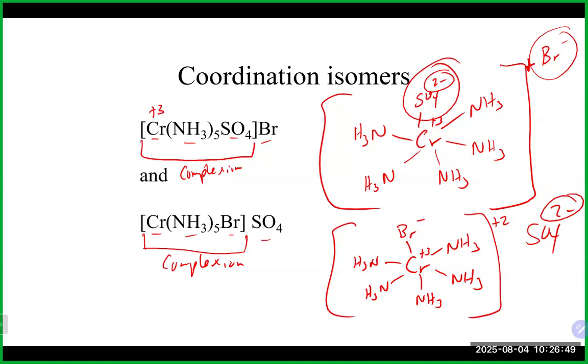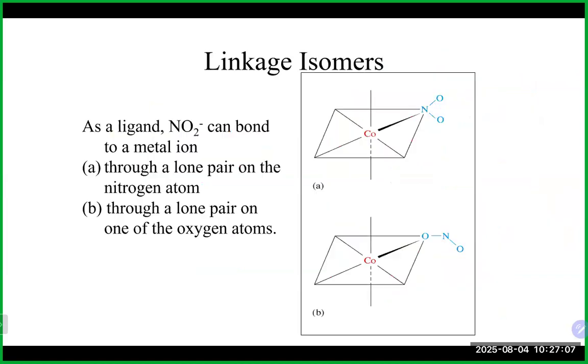So in coordination isomers, in one case, one of the ligands ends up really not being a ligand but a counter ion, and in the other case, it is part of the complex ion. Any questions on that there?